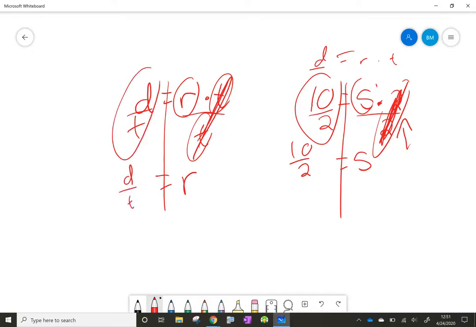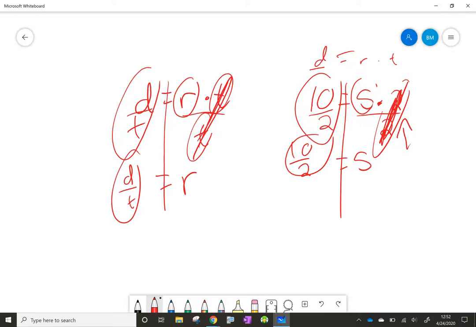Now in this case, we can't actually simplify it. Like 10 over 2, we understand that that's 5, but I left it as 10 over 2. We can't actually simplify this because they're not like terms. And there's no way to divide d by t unless we plug in numbers, right? If I plug in numbers for d and t, then I can actually do some division.